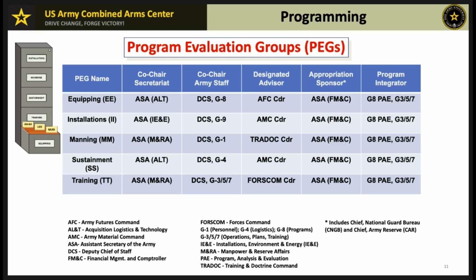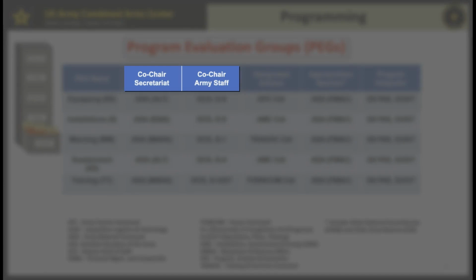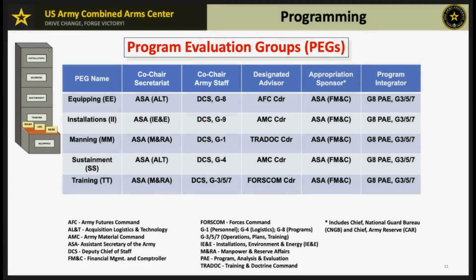Program Evaluation Groups, PEGs, are essential to the Army's PPBE process, focusing on building the Program Objective Memorandum, or POM, and Budget Estimate Submission, BES. Co-chaired by Assistant Secretaries of the Army and Army staff, with ACOM commanders advising, PEGs manage resources for Title X functions and support combatant commands.